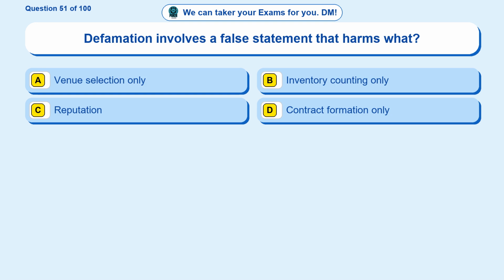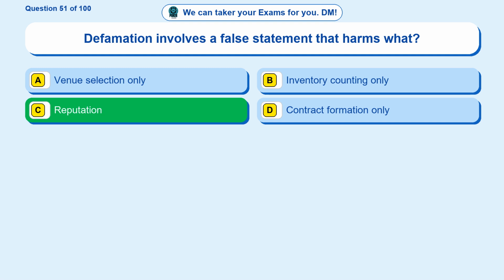Question 51. Defamation involves a false statement that harms what? Option A, venue selection only. Option B, inventory counting only. Option C, reputation. Option D, contract formation only.